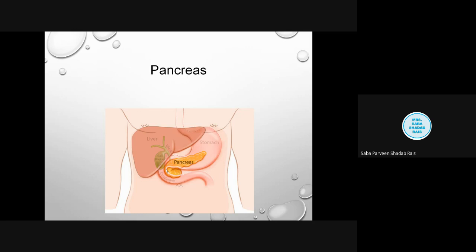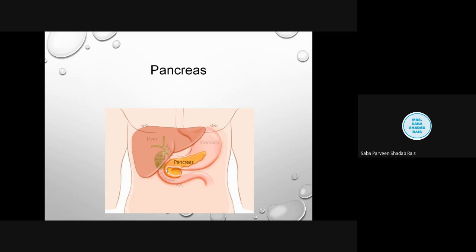Please don't forget and be attentive during the lecture. So this is a compound gland, located between the stomach and the duodenum. Now, it has both types of structure, exocrine as well as endocrine. The islets of Langerhans, to be very specific, are the part which functions for the endocrine purpose.